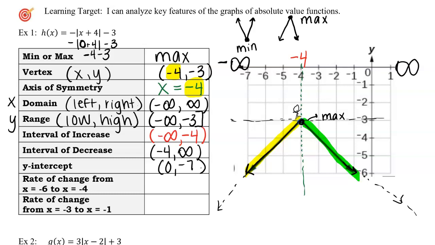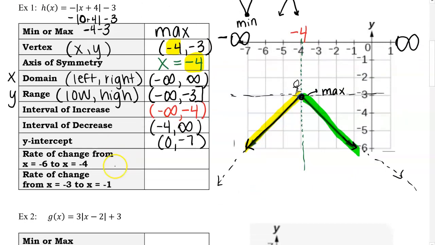Rate of change. Rate of change is another word for slope between these values. So I'm going to put a dot on -6, and I'm going to put a dot where x is -4, and I'm going to count the slope between those 2 points using rise over run, or change in y over change in x. So if I count from this first point, I'd have to go up 2 units, and to the right 2 units, which is a rate of change of 1.